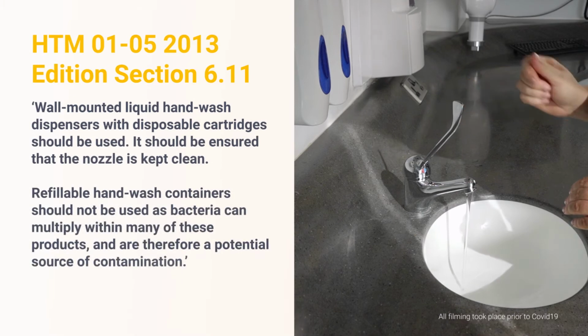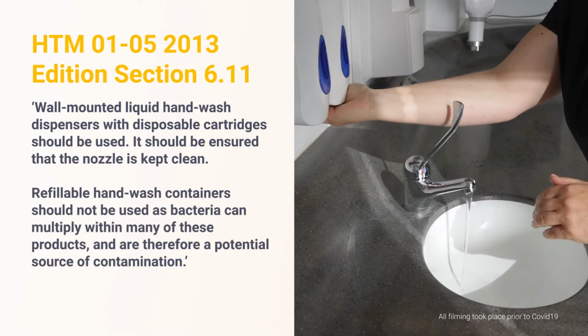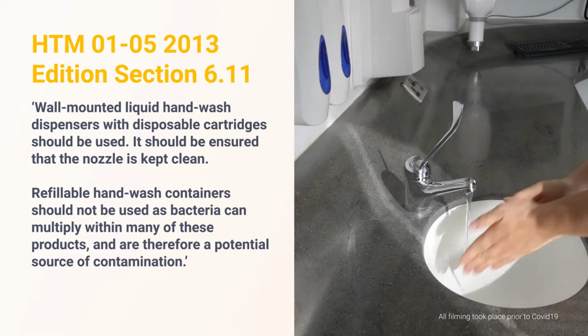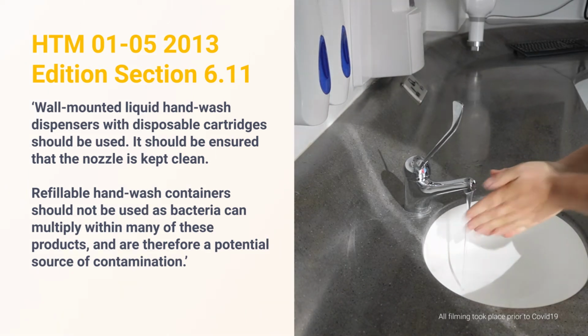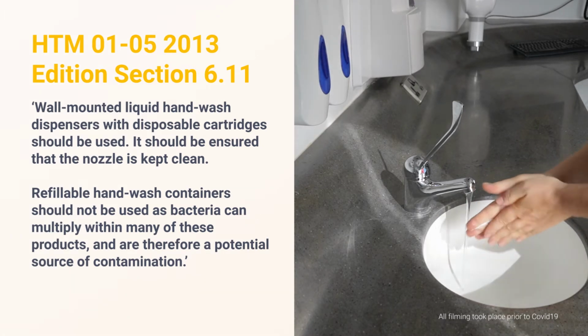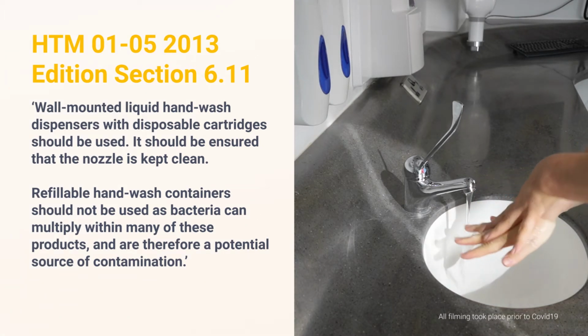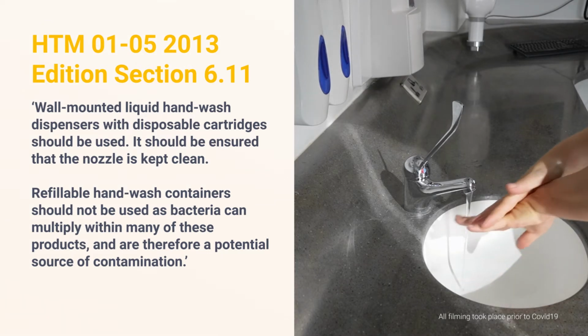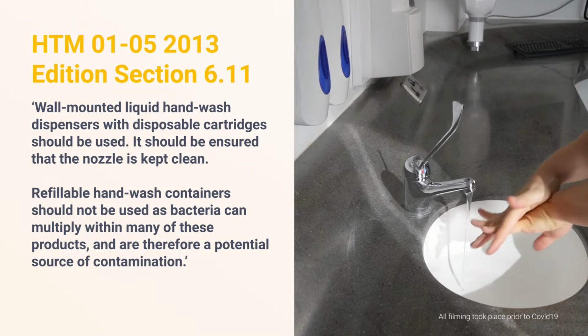HTM 0105 2013 edition, Section 6.11. Wall-mounted liquid hand wash dispensers with disposable cartridges should be used. It should be ensured that the nozzle is kept clean. Refillable hand wash containers should not be used, as bacteria can multiply within many of these products and are therefore a potential source of contamination.